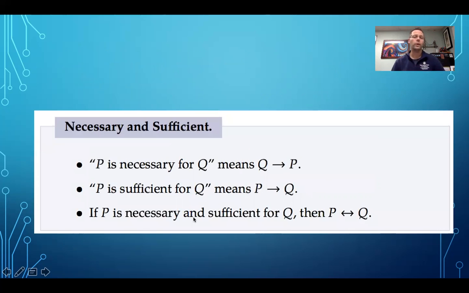Oh boy, here we go. Necessary and sufficient conditions. Now this might be a little bit confusing, so I have a chart here on the next slide. P is necessary for Q means if Q then P. P is sufficient for Q means if P then Q. So necessary means it has to be present, and sufficient means it is enough. If P is necessary and sufficient for Q, then P if and only if Q. Look at this chart. This will help explain it.